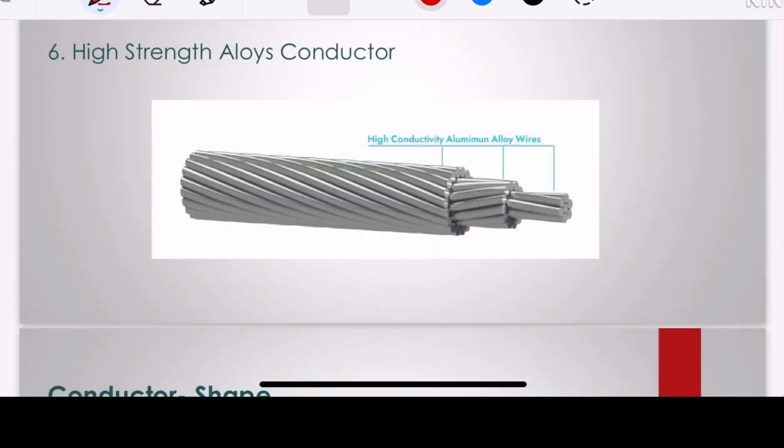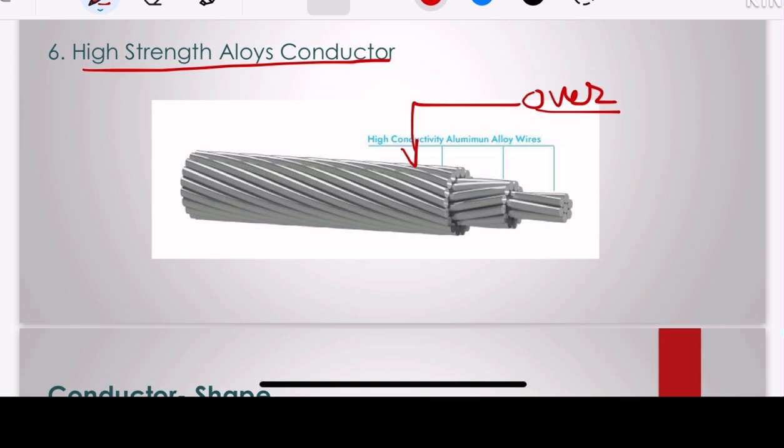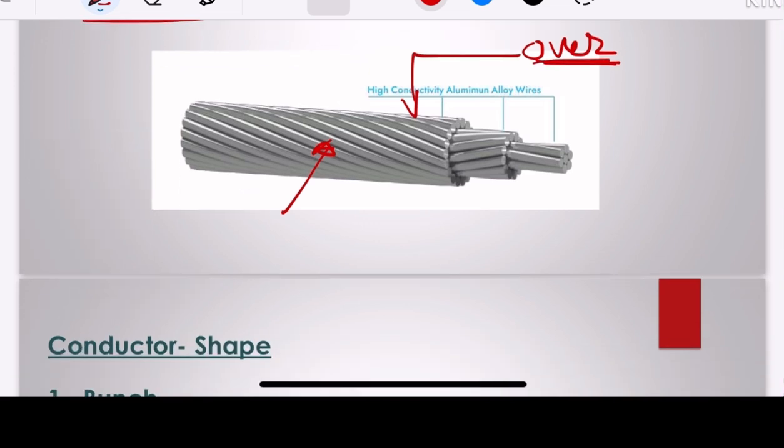The other type of material used in the conductor of cable is the high strength alloy conductor. These types of cable are generally used in the overhead line transmission in order to provide strong strength to the cable in order to run through a long distance. So these types of cable are used in the overhead lines.